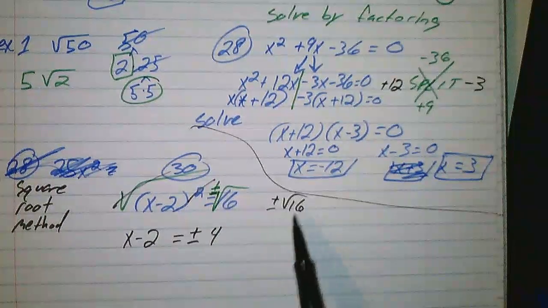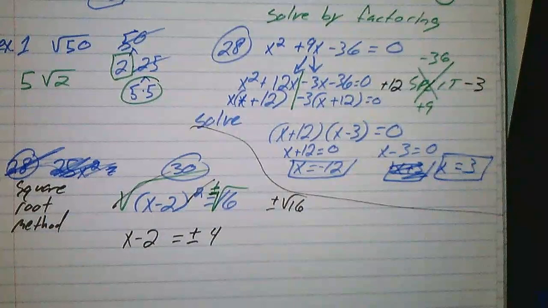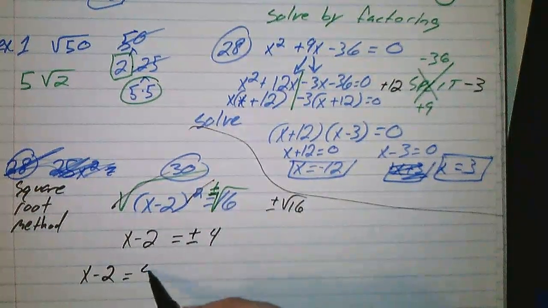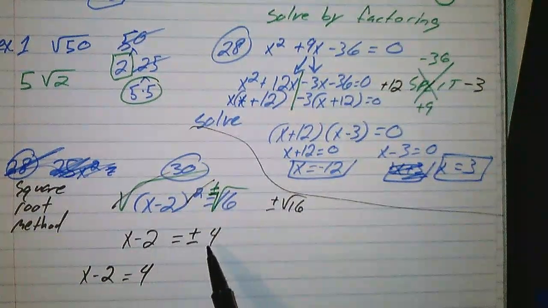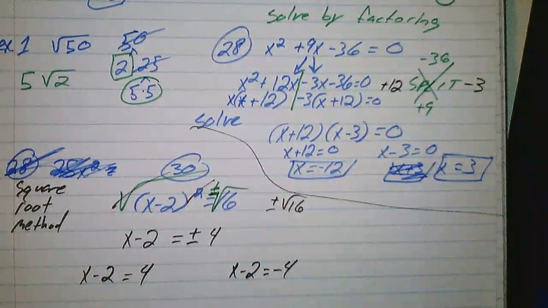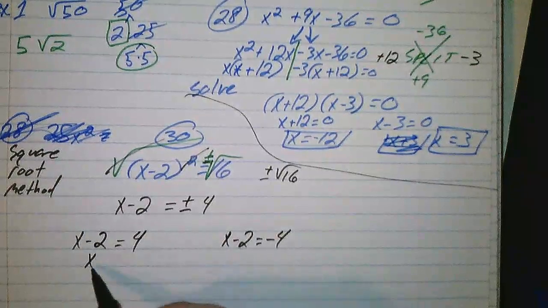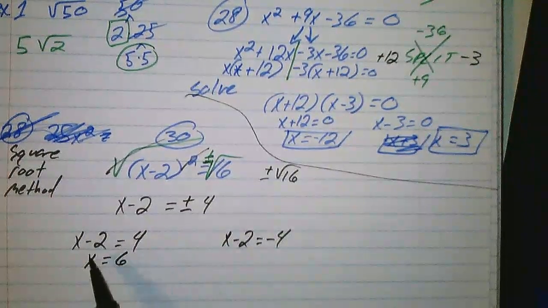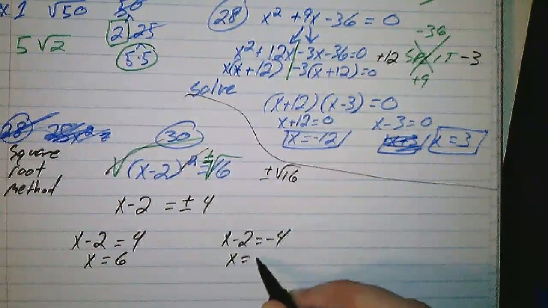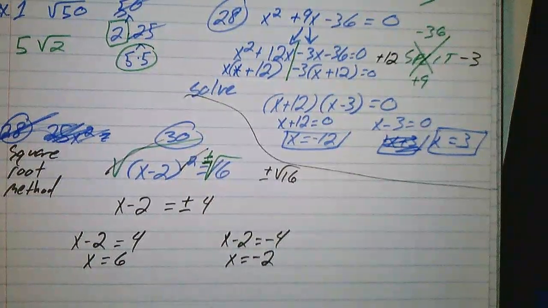So here, fortunate enough that we had a perfect square. The square root of 16 is 4. And so now, don't stop here. Set this up as x minus 2 equals positive 4 and x minus 2 equals negative 4. Because that's the plus or minus giving us our two answers. Add 2 to both sides. Add 2 to both sides over here to get negative 2. And these are the two solutions.